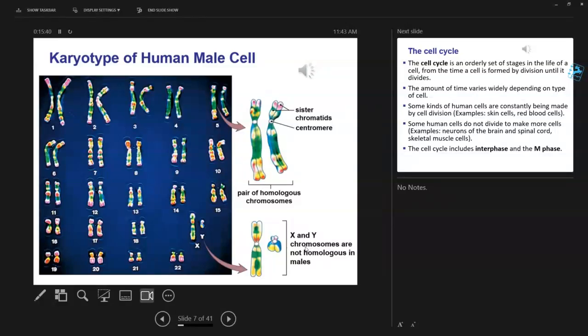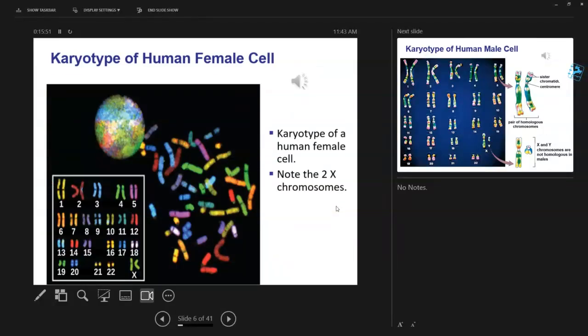There's other stuff, other kinds of genes on the X chromosome. It's not only reproductive organ information. When we do the genetics chapter, we'll see that. What else do we need to talk about?